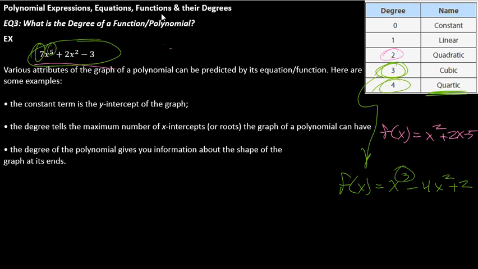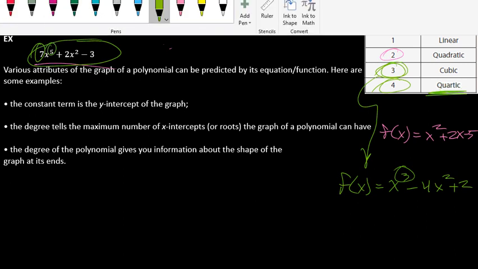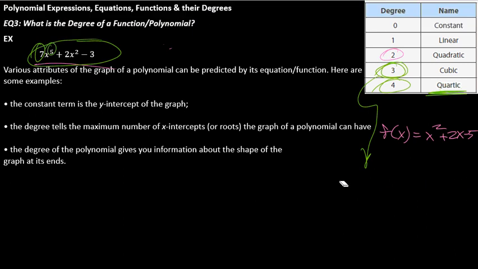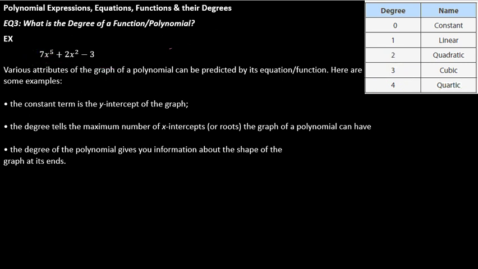And we see that the leading coefficient of this polynomial is 7. Some notable attributes are given here in these bullet points. The first one, the constant term of a polynomial is pretty much always going to be your y-intercept of the graph. Second, the highest degree term, in this case the 5, tells the maximum number of x-intercepts, aka roots, that the graph of the polynomial can have. We'll get into that a lot deeper as we progress further into the unit.